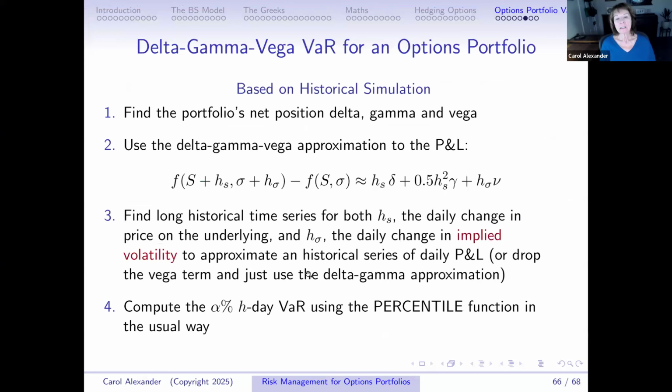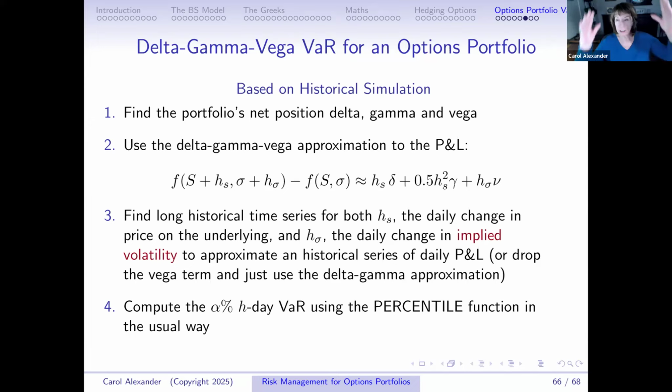Now, finally, how do we find VaR? Well, normally we can't use the normal linear VaR model, remember, that's just for linear portfolios, and this isn't a linear portfolio, but we can use historical simulation, which is what most banks use. And that's why we use this delta gamma vega approximation. We find this portfolio's net position delta, gamma and vega, and then we simulate the P&L, the change in the price for different historical values now for HS and H sigma.